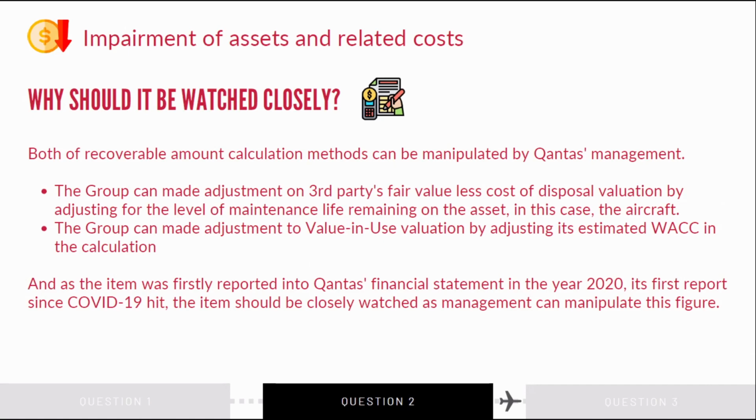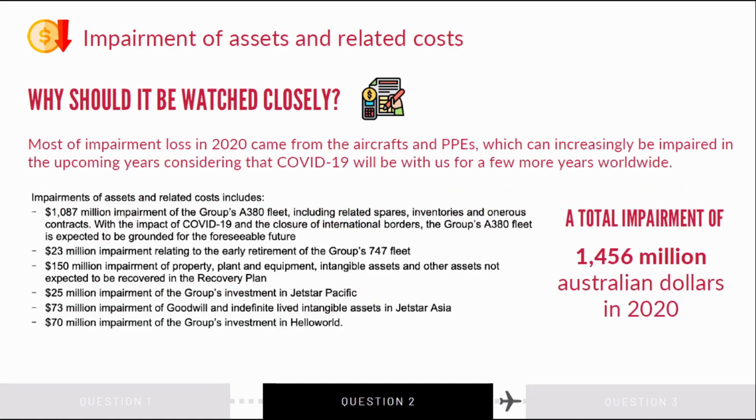And unsurprisingly, impairment of assets account was first reported on Qantas' financial statement in the year 2020, the first year after COVID hit. And to look further into that year's detail, the total impairment of assets amounted to 1.4 billion Australian dollars. Most of it came from the aircraft and the PPEs, which can increasingly be more impaired in the upcoming years, considering that COVID will stay with us for the next few years.